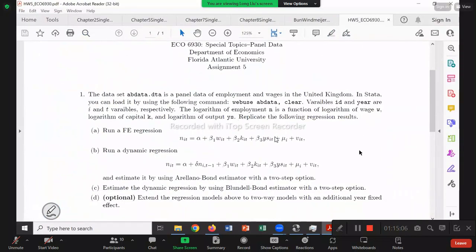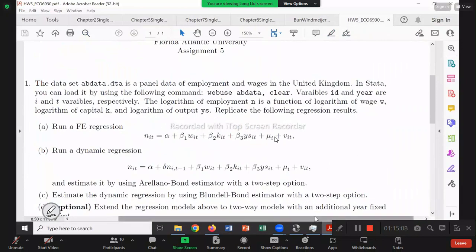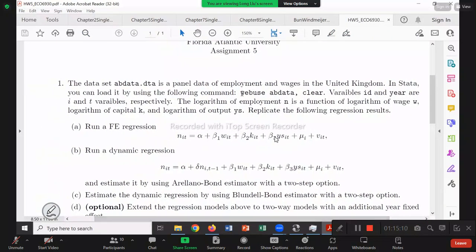Our homework number 5 is the data set. You can directly use this data set, webuse abdata. This is a data set from the original Arellano-Bond paper, so you can find it. Simply use this command, webuse abdata, comma clear. As long as you have internet, you should be able to find the data set by using this command. Or you can use the AB data set.